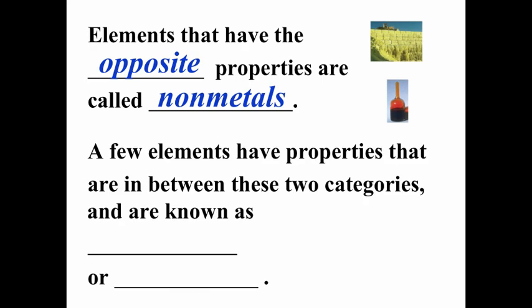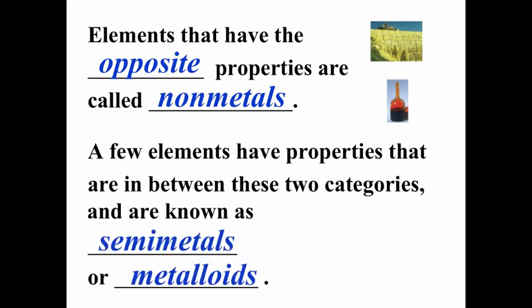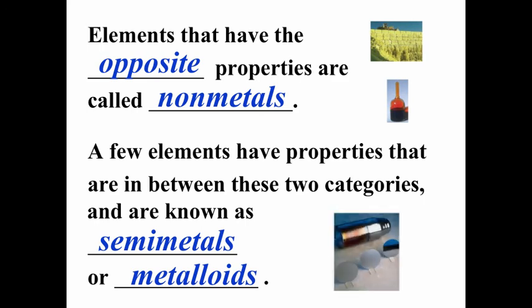And then there are a few elements, about 7, that have properties intermediate between the metals and the nonmetals, and these are known as semimetals, or sometimes called metalloids. The classic example of a semimetal is silicon, the basis of the computer industry.